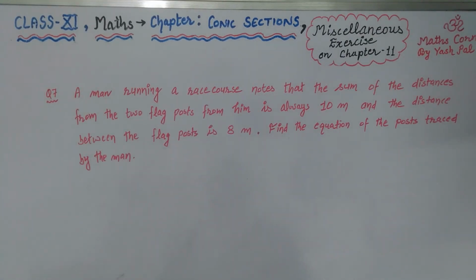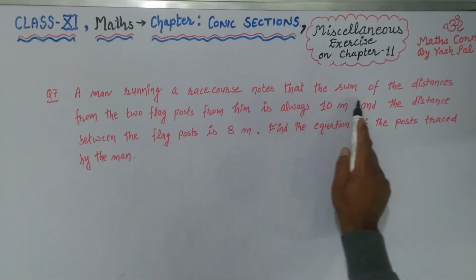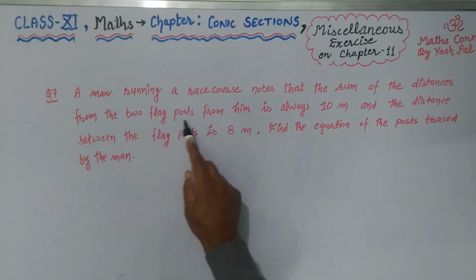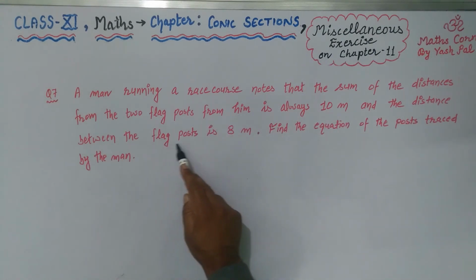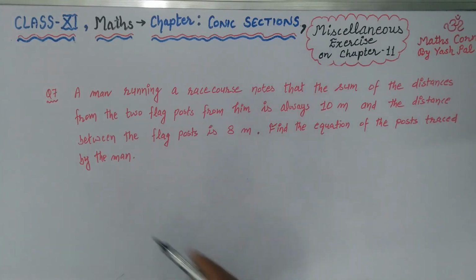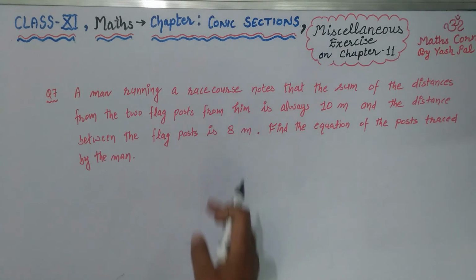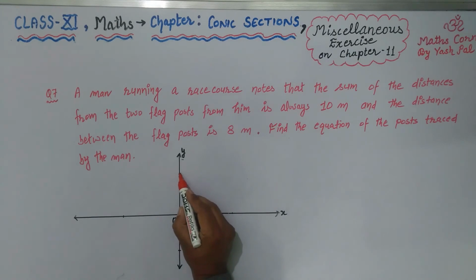Question number 7. This is a very relevant question to day-to-day life. A man running a race course notes that the sum of the distances from the two flag posts to him is always 10 meters, and the distance between the flag posts is 8 meters. Find the equation of the path traced by the man. What we think here is that this question is related to the ellipse. In the coordinate system of x-axis and y-axis, we have the path like this.